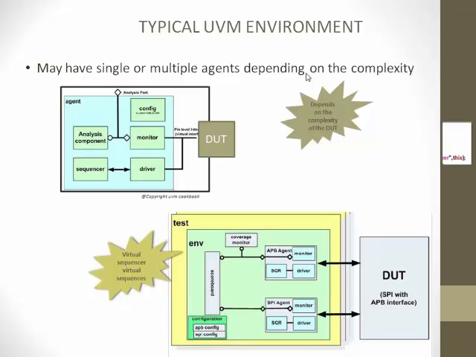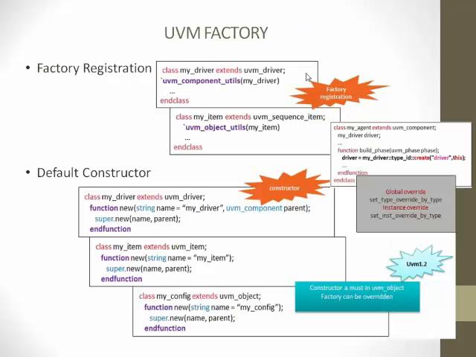Okay, given the fact that the UVM factory can be used to override or to basically make your test bench reusable, what are the things you need to know? One is the factory registration, where you can actually register the components or the objects using the factory utils, that is UVM component utils or UVM object utils. And then by default, you need to instantiate the constructor in the component and in the objects.